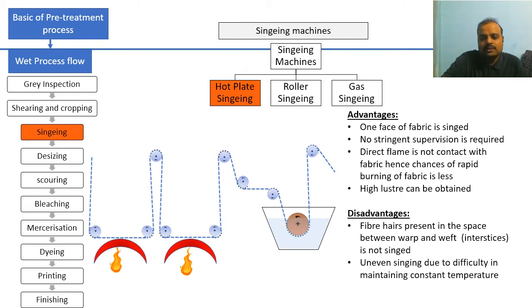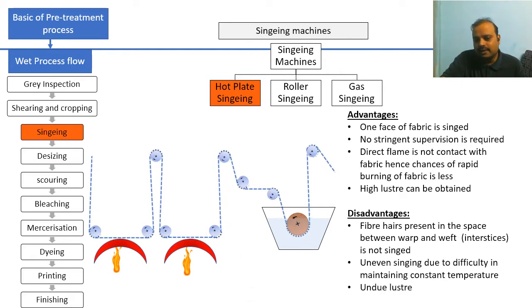So the temperature of this plate cannot be maintained at a constant temperature because of a limitation of the heating arrangement. The temperature of this plate cannot be controlled to a desired degree. So sometimes there will be a high intensity of flame, and singeing is rapid, or sometimes the heating arrangement gives less heating, and in that case singeing is not properly operated, and uneven singeing could be the result. This would be the second disadvantage of this machine.